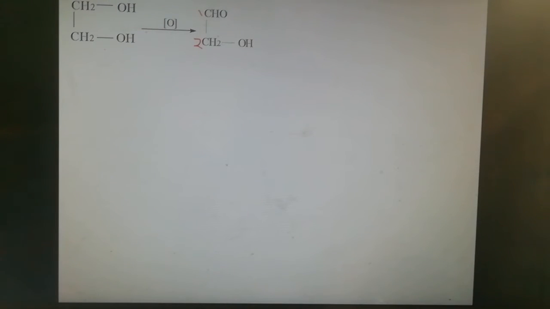On oxidation of ethylene glycol, the CH2OH group is oxidized into a CHO group, the aldehyde group. The IUPAC name for this aldehyde is 2-hydroxy ethanal, the IUPAC name for the product. The common name is glycol aldehyde. Then further oxidation of 2-hydroxy ethanal forms an acid. The aldehyde group is oxidized into an acid group.